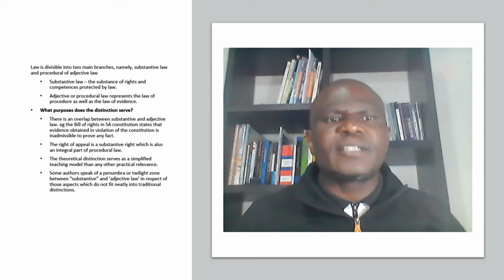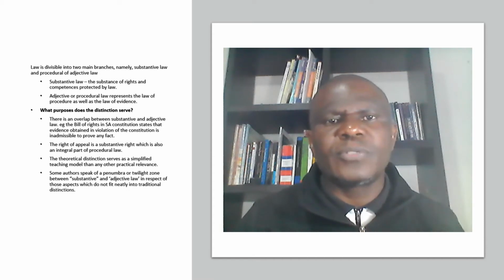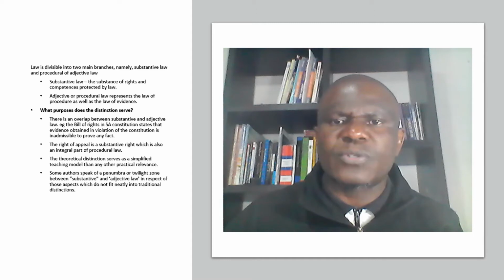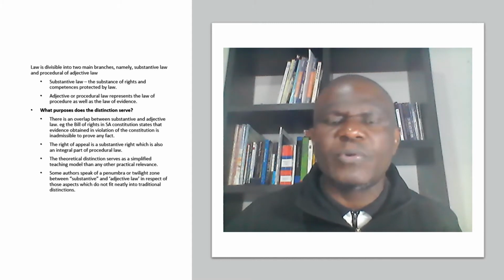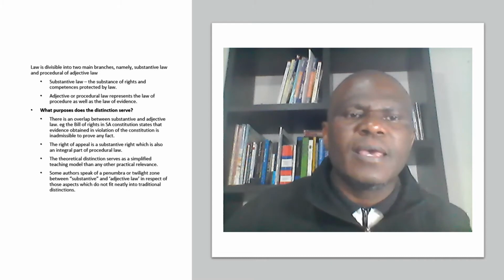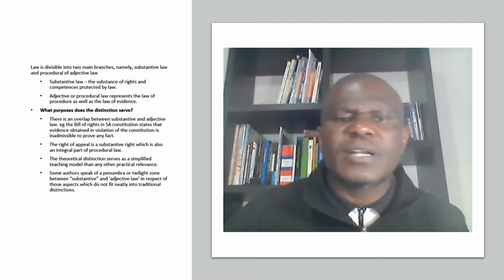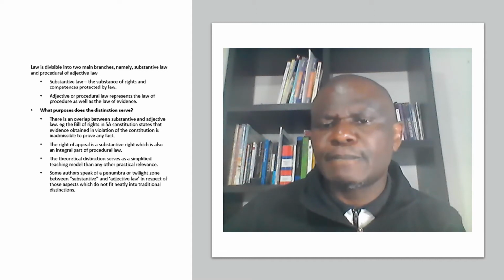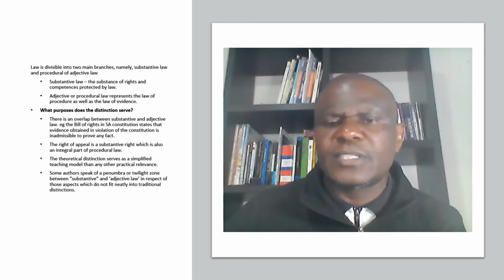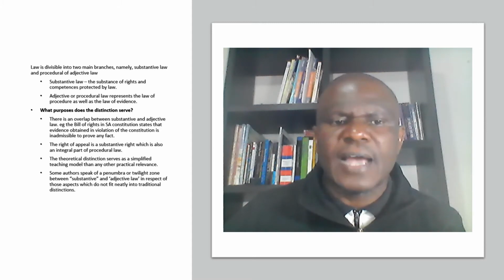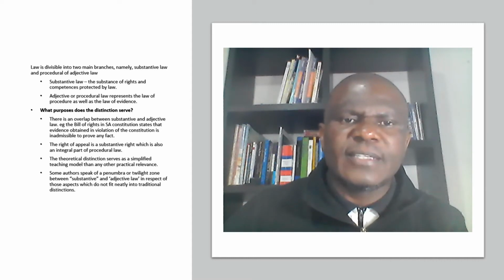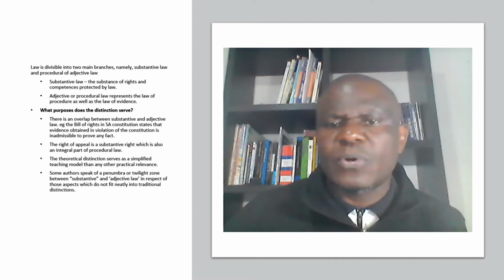As we have highlighted above, law is divisible into two main branches, namely substantive law and procedural or adjective law. By substantive law, we mean the substance of rights and competences protected by the law. We will look at that one as we go down further. And then by adjective or procedural law, we are talking about the law of procedure as well as the law of evidence. And the question that we would like to ask and answer is, what purposes does the distinction serve? Well, there's an overlap between substantive and adjective law.